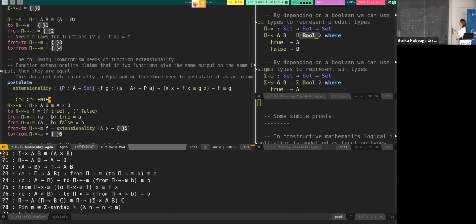By default, when you want to pattern match on an argument, you do Control C, you write the name of the argument and you press Enter. But if you omit the argument, by default, it tries to pattern match on the result. And if the result is a record type, it does the copattern matching for you.